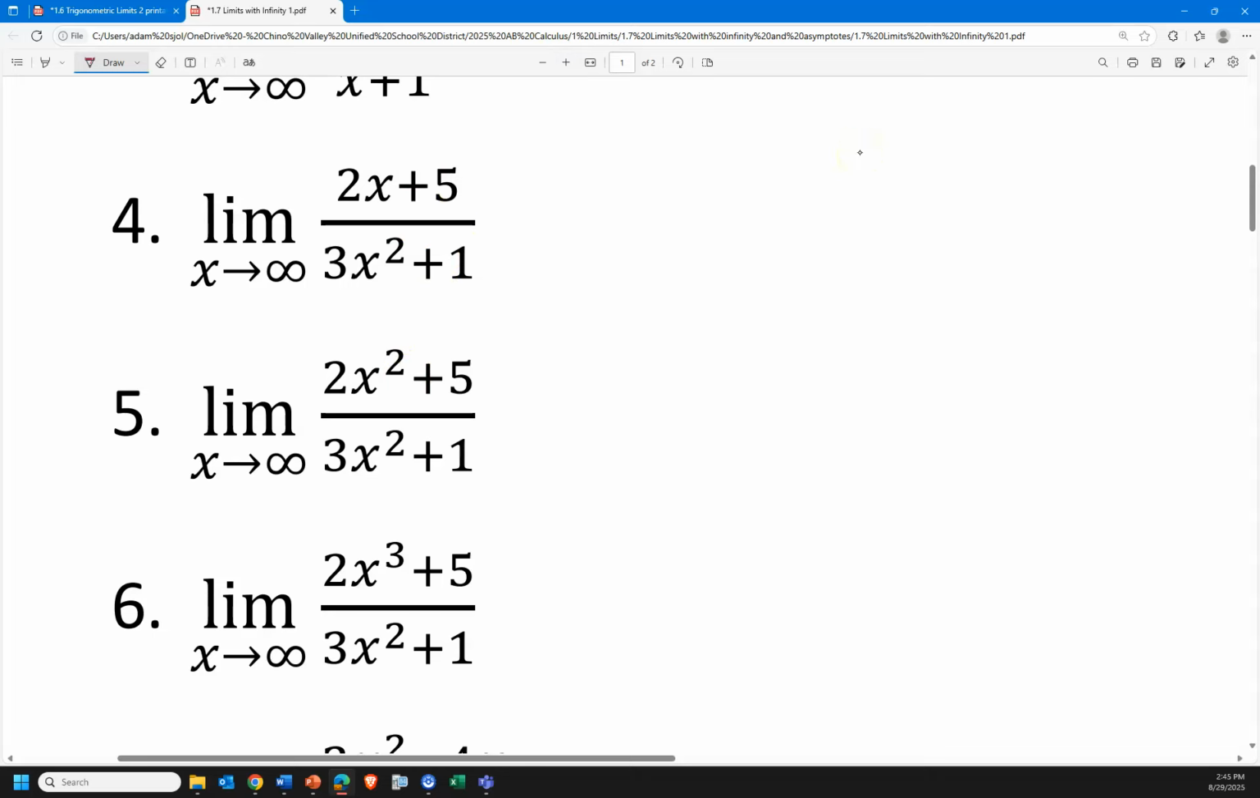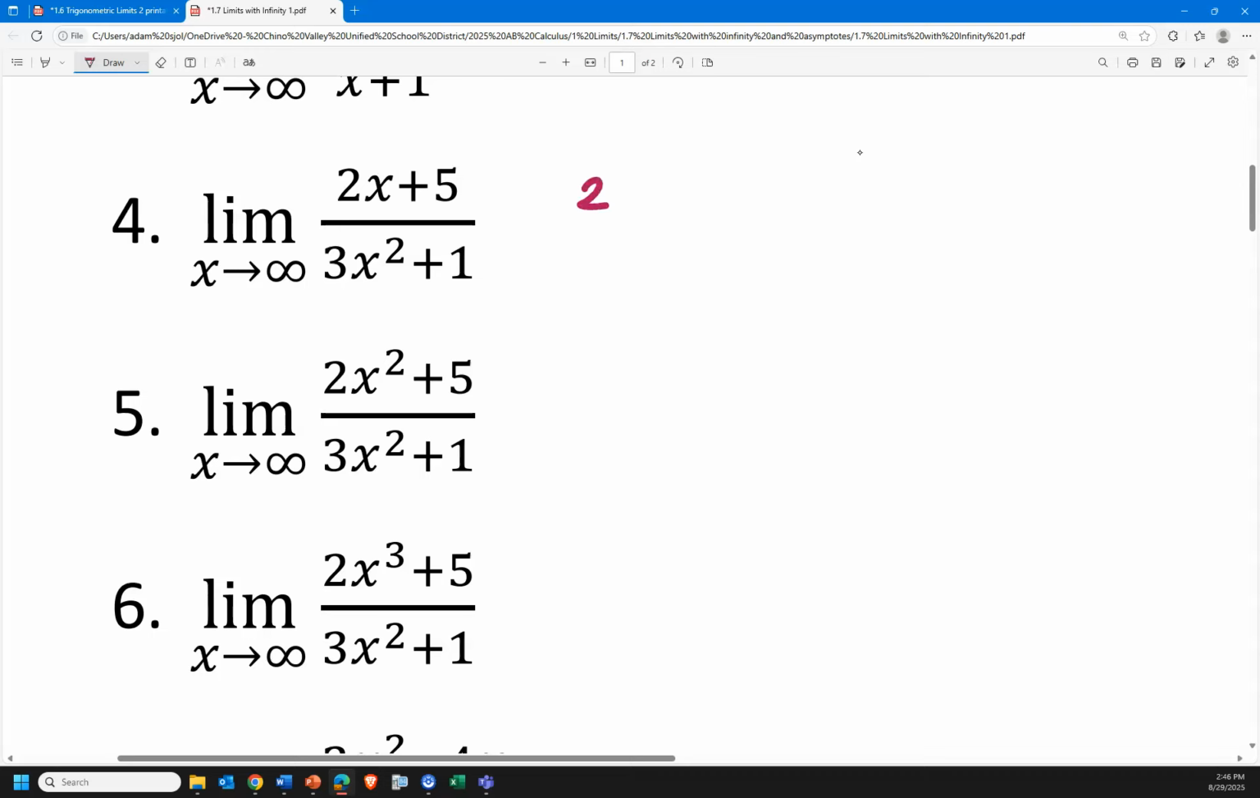2x plus 5 over 3x squared plus 1. With numbers like a million, a billion, a trillion, we can kind of ignore the 5 and the 1. We can't cross them out. I'm just saying we can kind of ignore them. 2 million plus 5, we can ignore the 5. It's insignificant. 3 times a million squared plus 1.